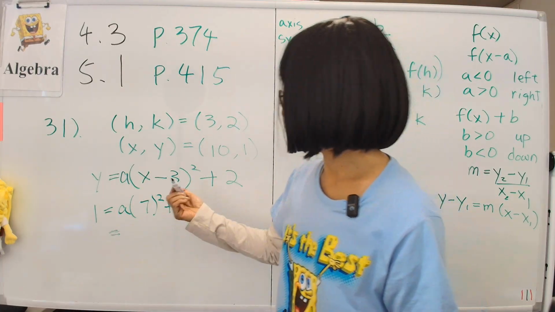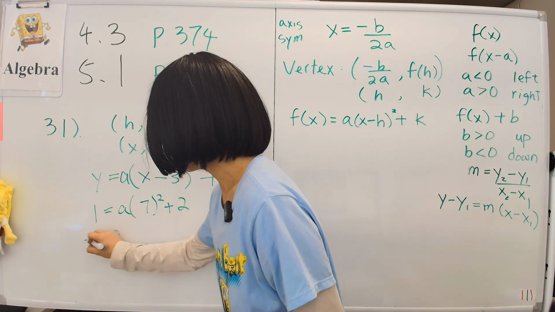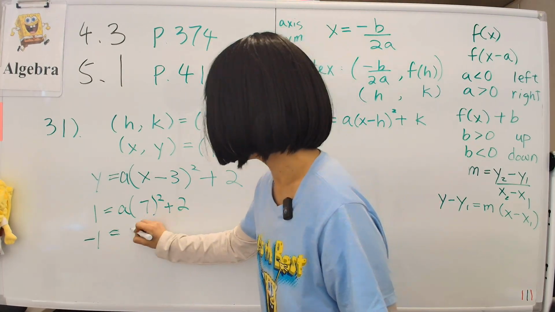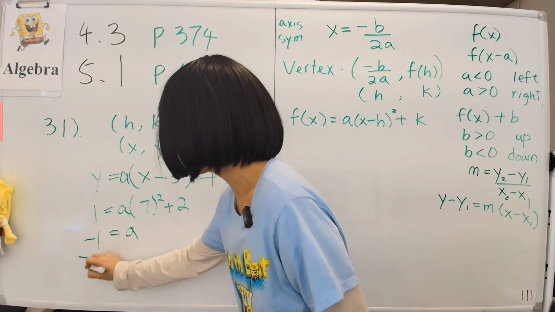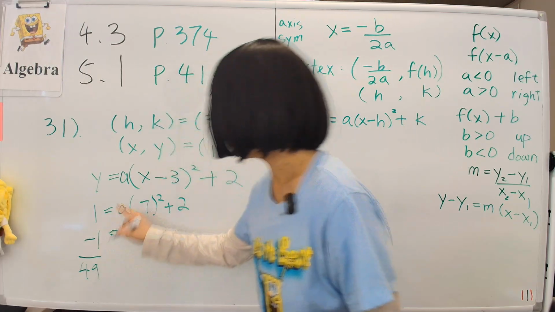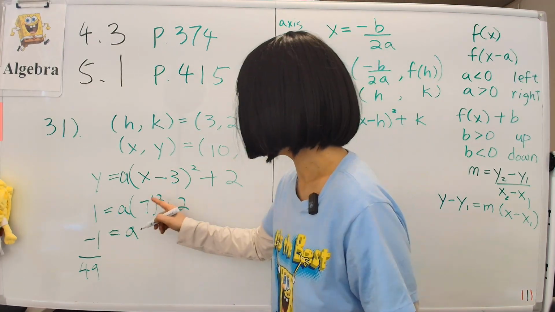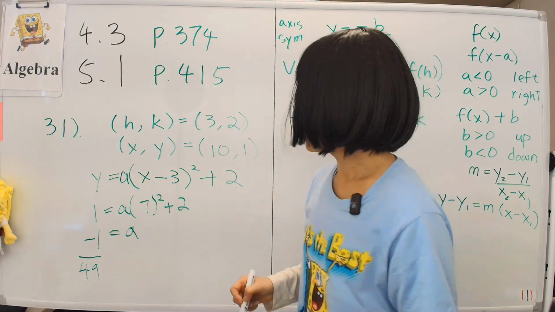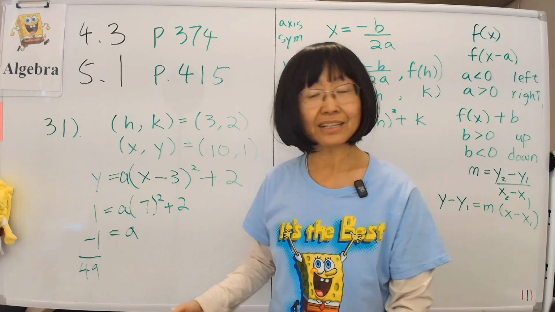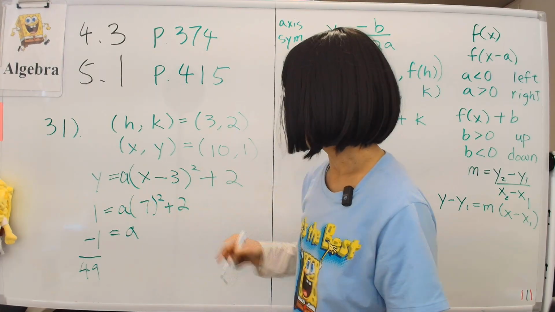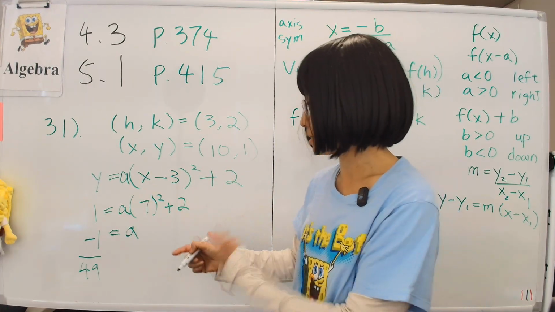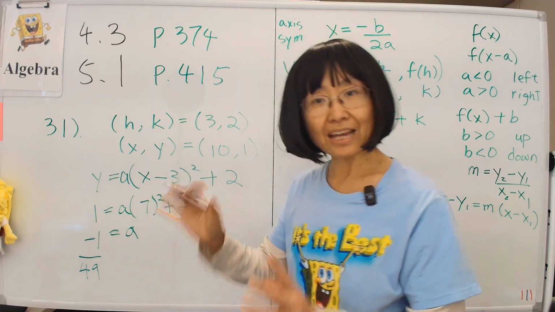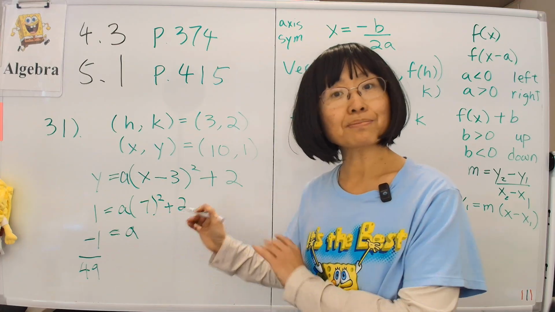Now 1 minus 2, that's minus 1 on this side. Minus 1, and then here's a divided by 49. And that is the answer for a, which means the equation then is minus 1 over 49 times all this stuff. But the book wants us to multiply this thing out. They don't want it in this form. They like the normal form, which is just something x squared plus something x, then plus some number. So that is ax squared plus bx plus c.